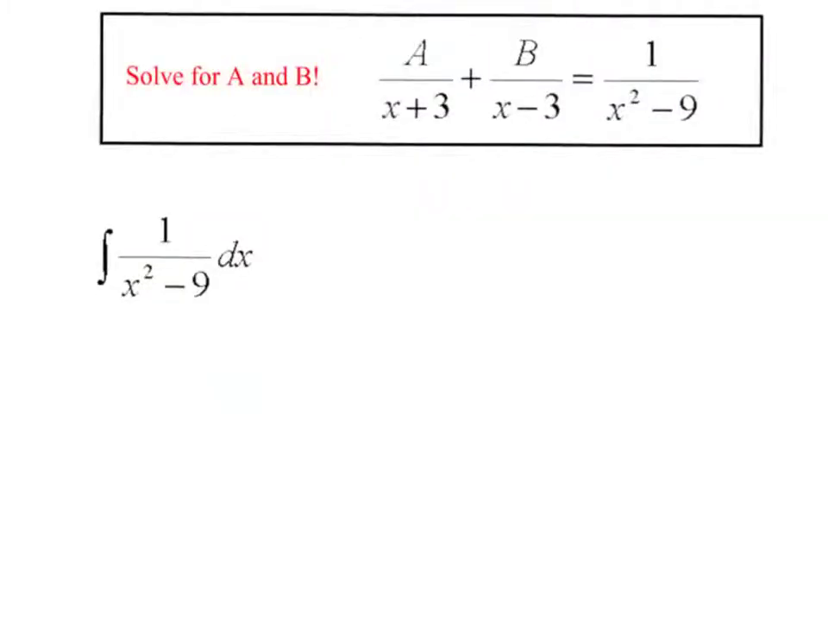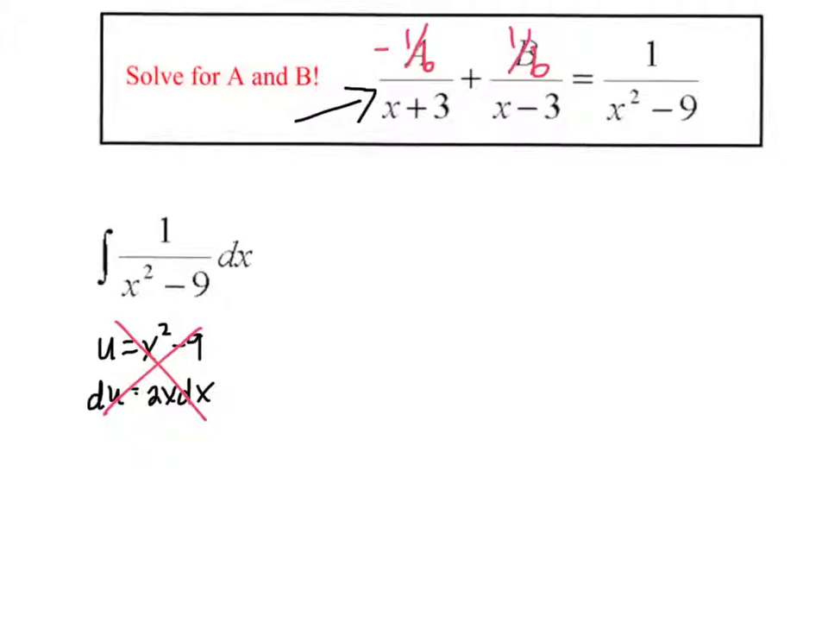Let's say we were asked to integrate 1 over x squared minus 9. And let me just fill in again that this was negative 1/6 and this was positive 1/6. We solved for that. This is something that I can't integrate with methods I know right now. Usually with fractions we think of maybe a substitution. We say, well, if I made u x squared minus 9, then du would be 2x. But unfortunately, that's not going to help us. I don't have a 2x or an x to work with. So this is out. I can't do substitution, which leads me then to using this fraction split that I did.